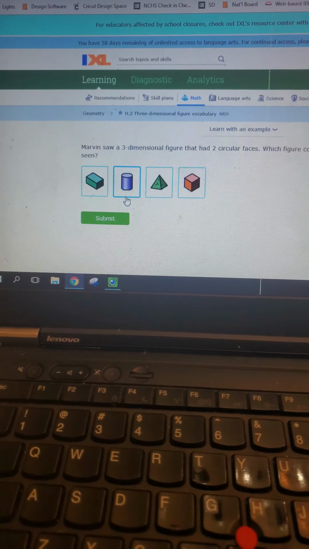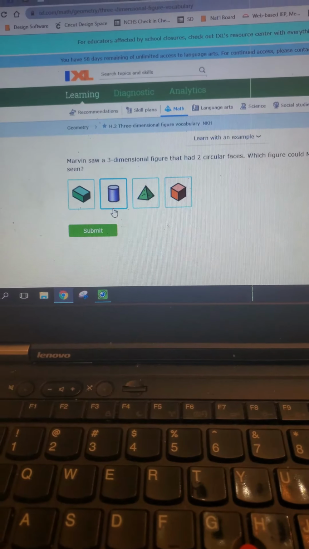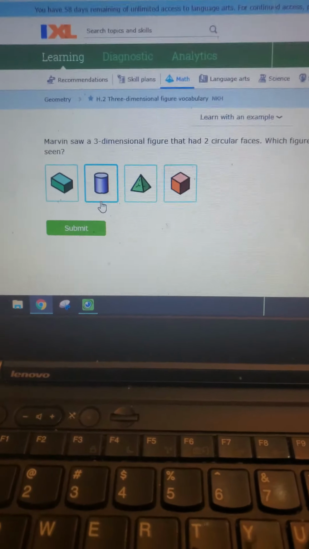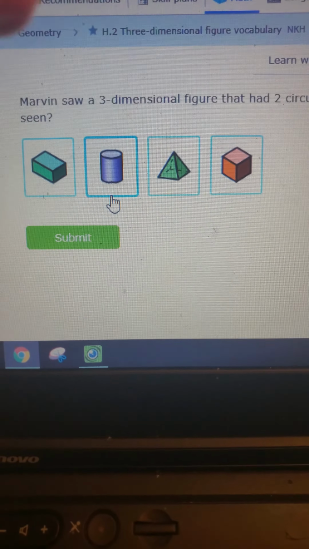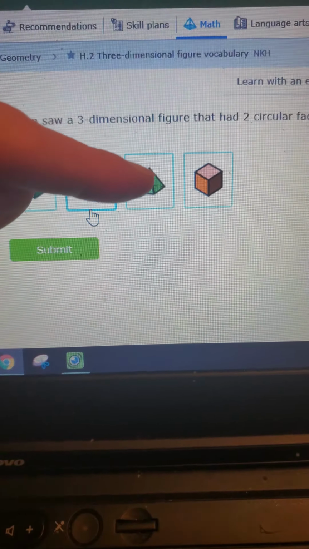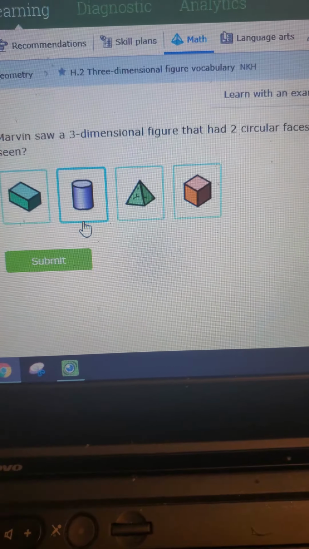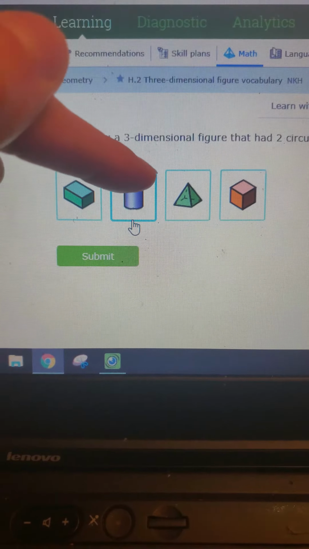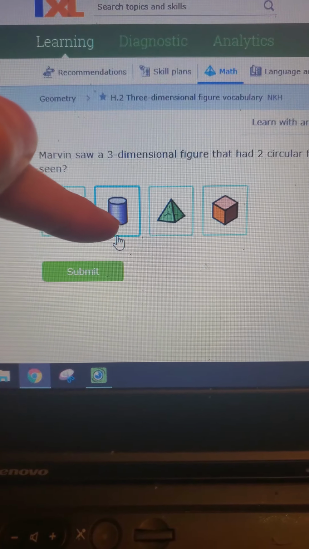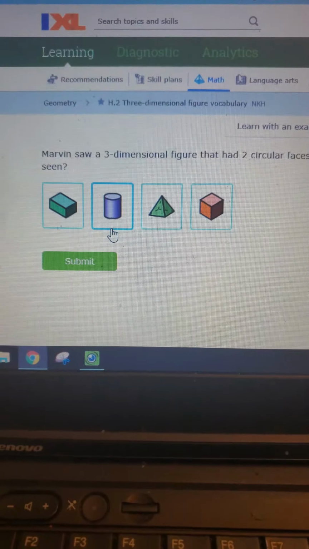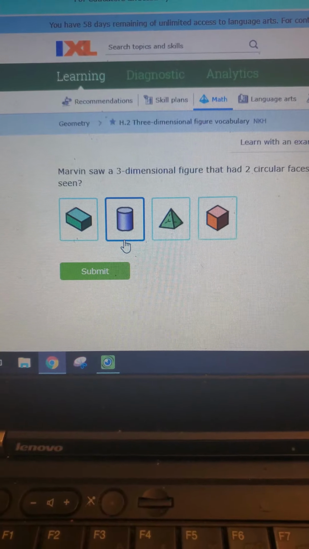The figures aren't drawn, most of them, so that you can see everything like you could in the last IXL section. So this third one, you can see that the base is a square based on those little dotted lines. But this is solid, and then these two are solid also. So you have to know that if this top base is a circle, then this bottom base is a circle. So the second one is the figure that has two circular faces. This cylinder does. So we're going to choose that.